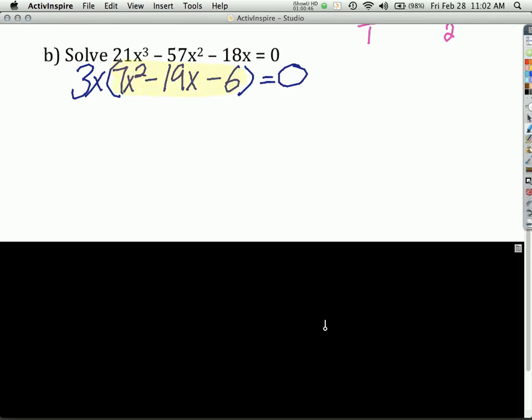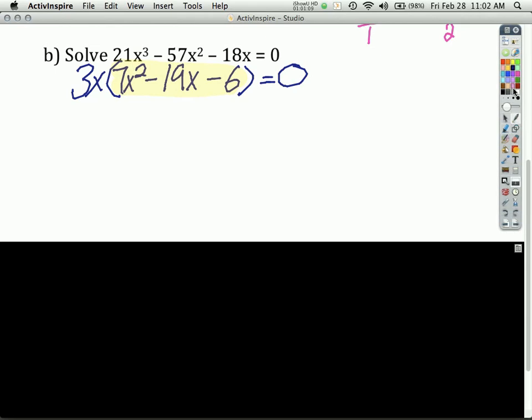Is that a difference of 2 squares? No, that's not a difference of 2 squares. Is that a perfect square trinomial? Could someone explain why it's not? Why is it not a perfect square trinomial? John? Yeah, and neither is the 7. So it's not a perfect square trinomial.